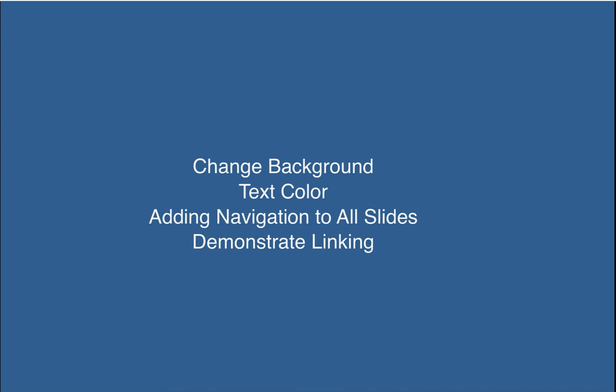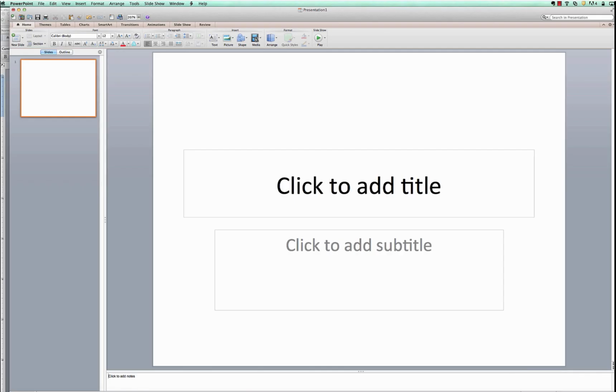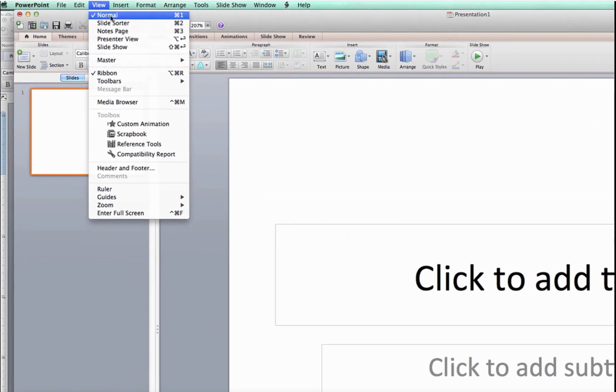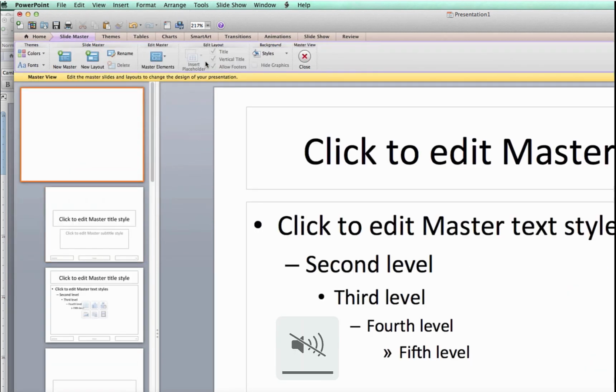So let's get started. As you can see, I've got a blank PowerPoint title already called up. So the first thing we'll do is change the background color. Usually a darker background with a lighter colored text is more appropriate for online instruction. So let's do that first. We'll do that by changing the view to the slide master view.